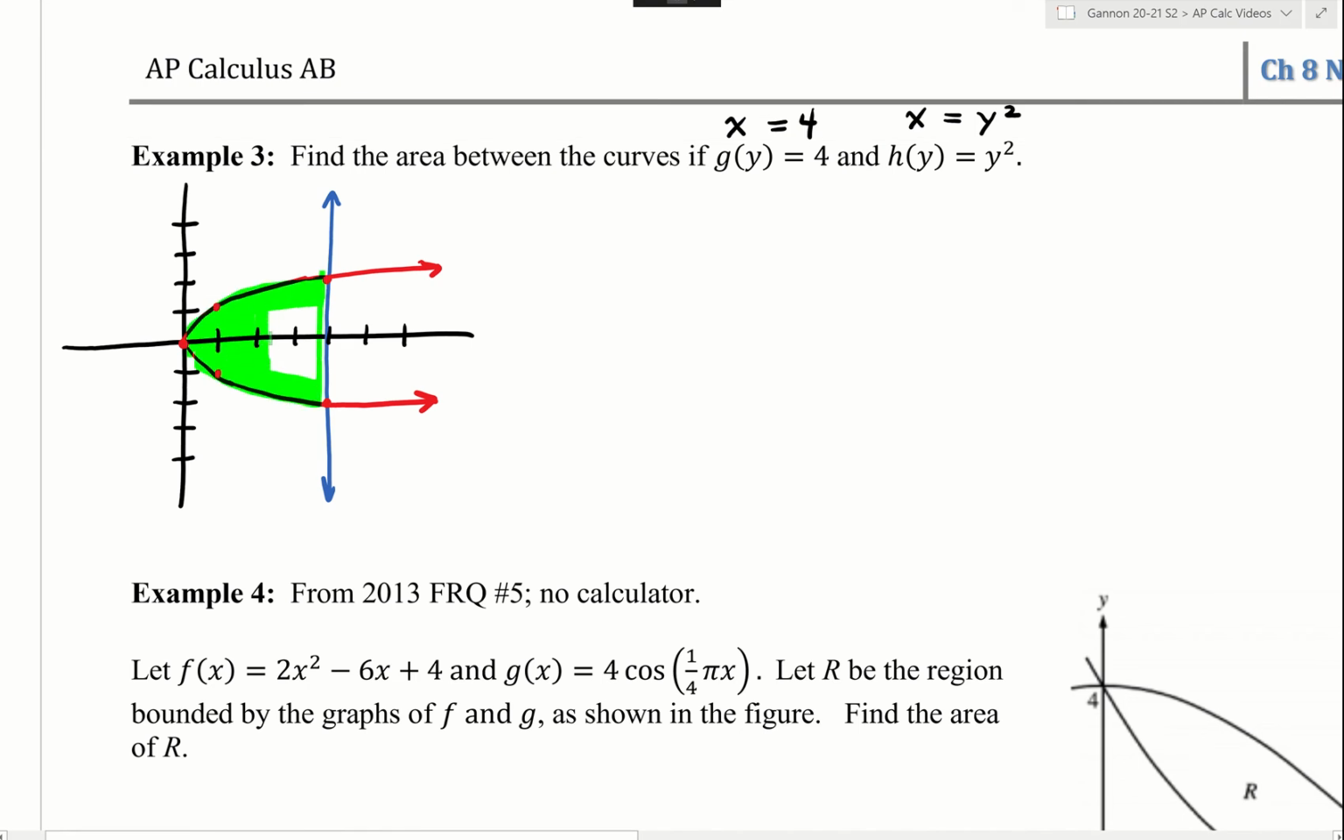So what I would recommend you do, guys, is pause the video and make a decision on whether you want to find it in terms of x or y, or possibly just try to do both. But pause the video and try it on your own.